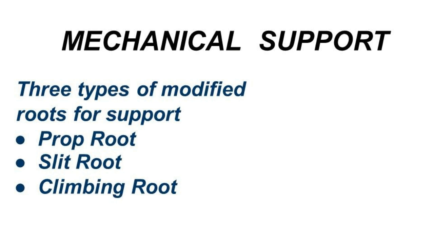Stilt root. The example of a stilt root is sugarcane. In maize and sugarcane, adventitious roots arise from the nodes in a cluster at the base of the stem. And these roots are called stilt roots. Climbing roots. The climbing root example is betel or black pepper. In betel or black pepper, nodes or internodes bear roots which help in climbing.